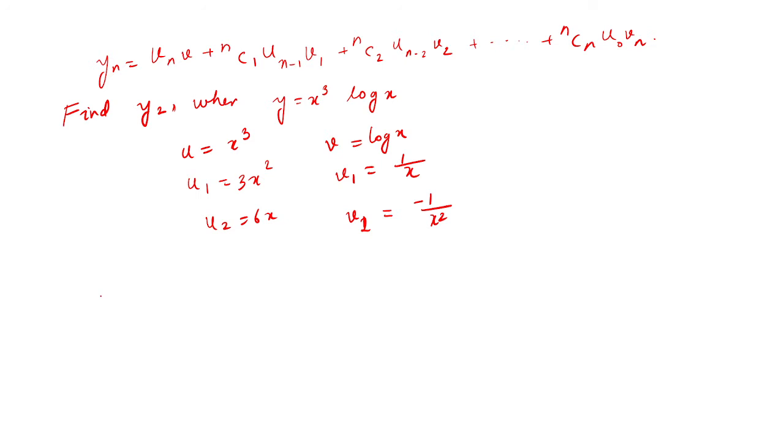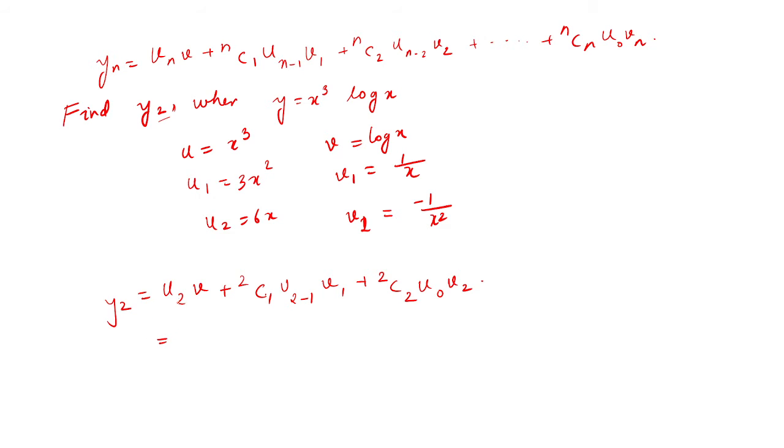Therefore we are asked to find y2. All you have to do is, instead of n, replace it with 2, because that's the highest order. So you have u2 v plus 2C1 u of 2 minus 1 v1 plus 2C2 u0 v2. We can end it here. After this we do not need more, because we'll end up getting u minus 1, u minus 2, which actually makes no sense.